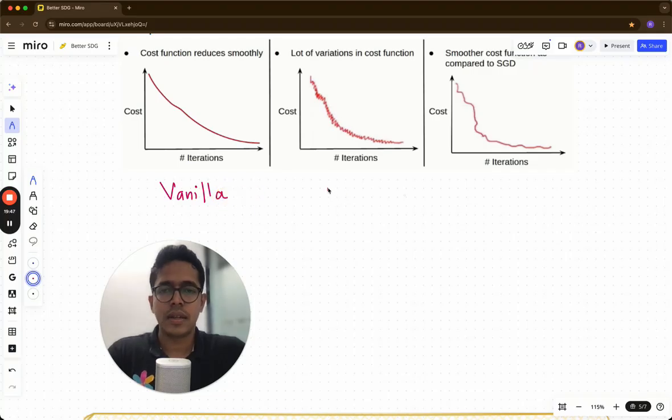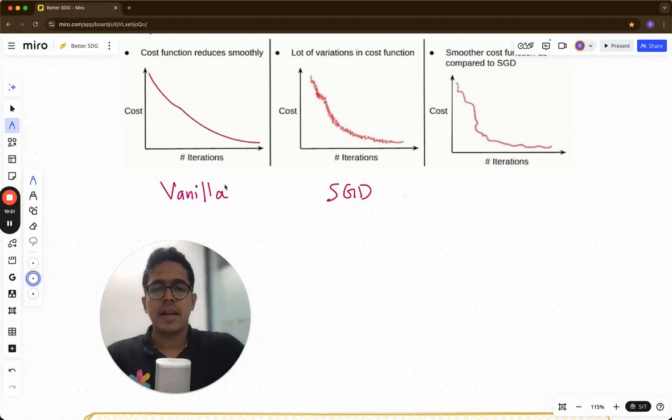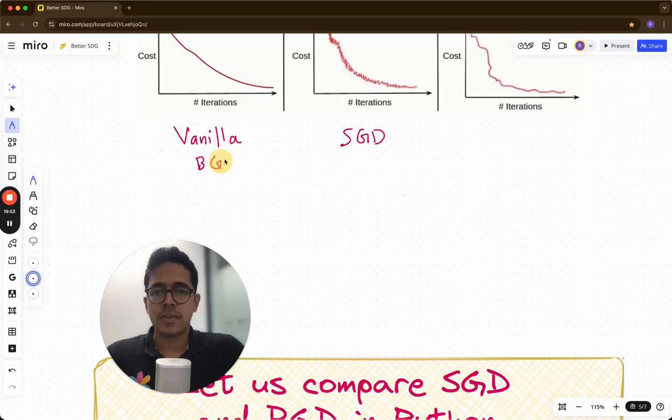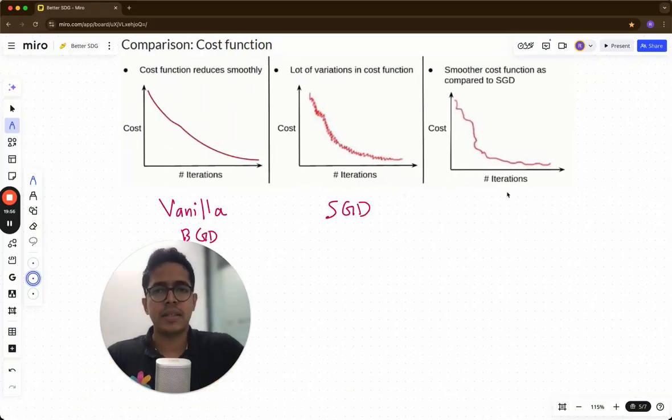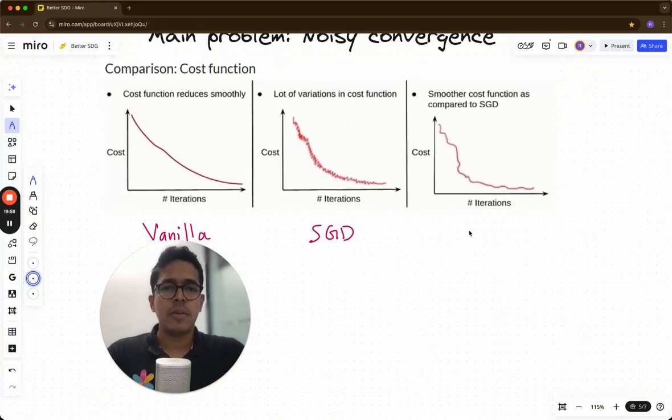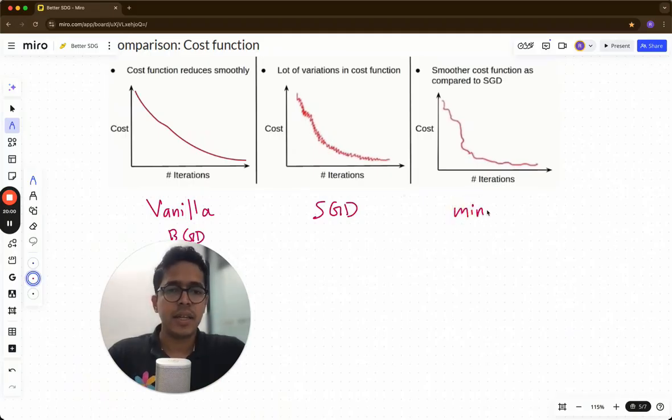And this is the stochastic gradient descent. And vanilla gradient descent is also called batch gradient descent, so the normal gradient descent. Then there is one more thing called mini batch gradient descent.